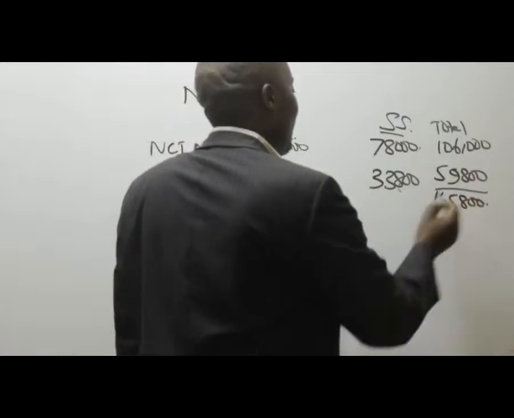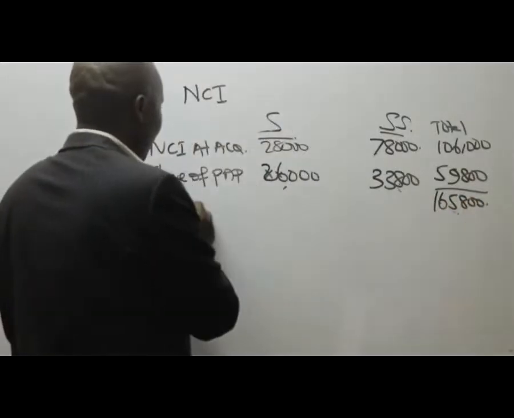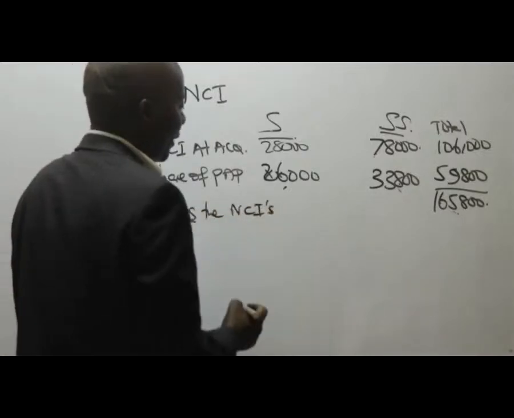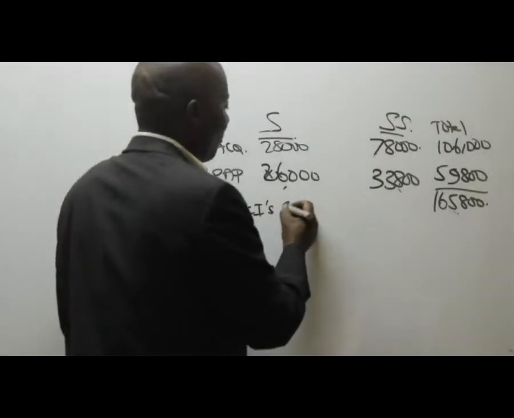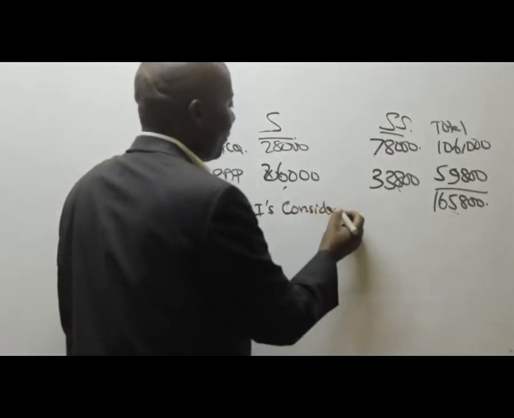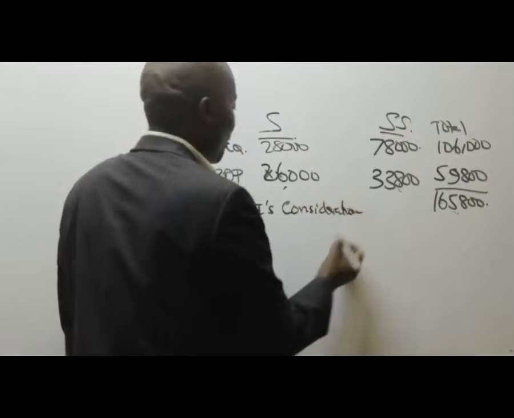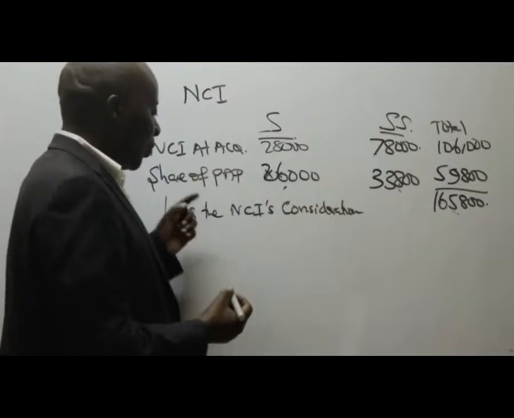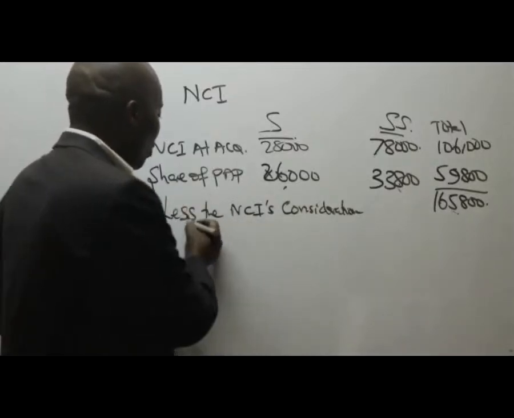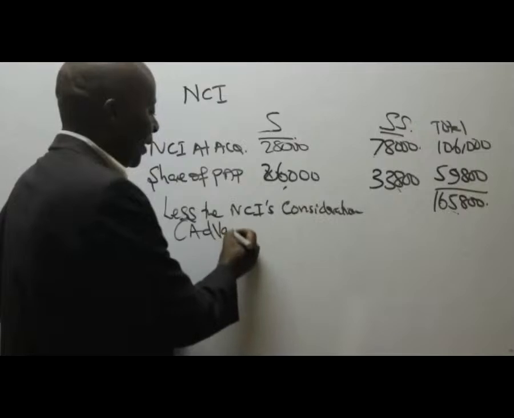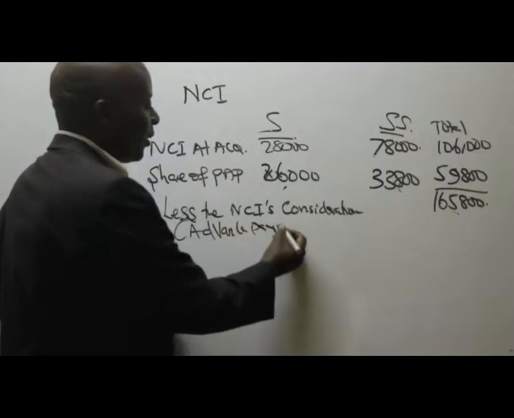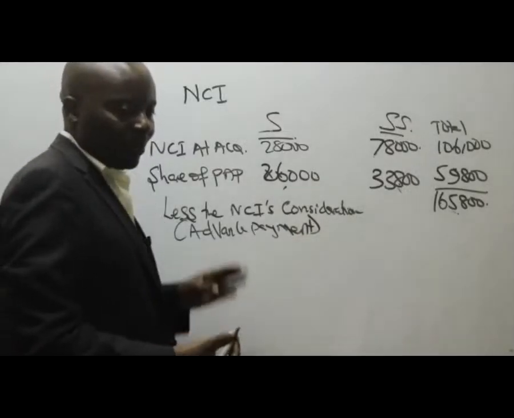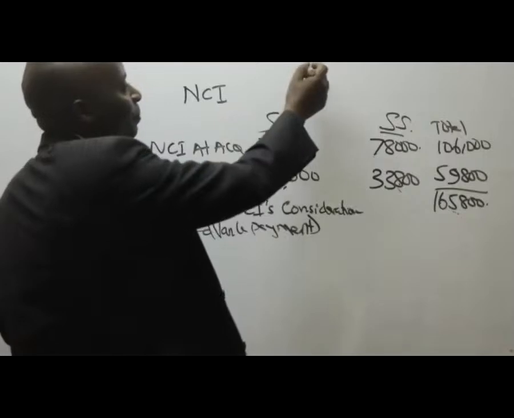And then we'll come under, less the NCI's consideration, what we call the advance, like an advance payment. You'll be able to see this later. We take care of this to avoid double counting. There's some double counting.